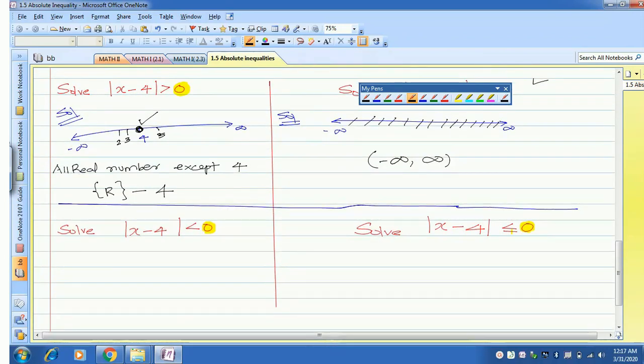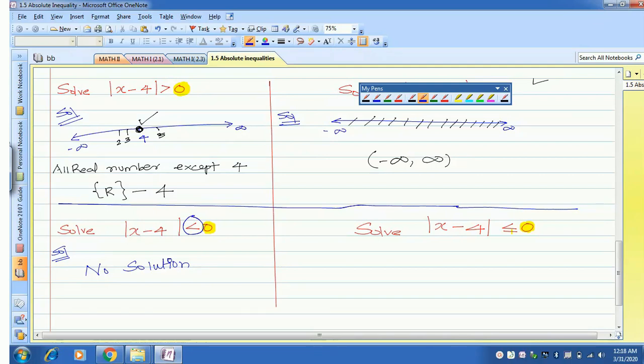Now coming to the next one, you have less than. Since we know that absolute value is always positive, even if the quantity is negative, when you take the absolute value it becomes positive. So less than 0 means negative, and it is not possible for the absolute value to be negative. Therefore it has no solution.